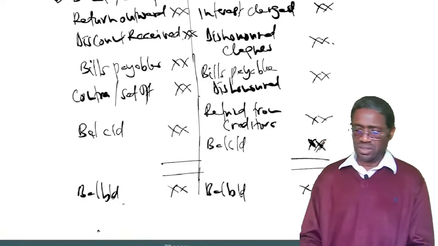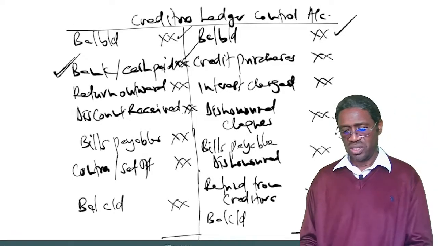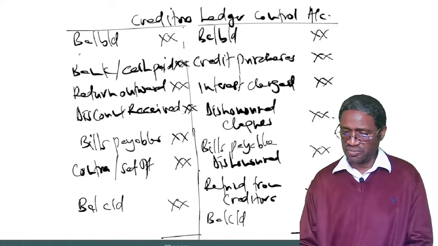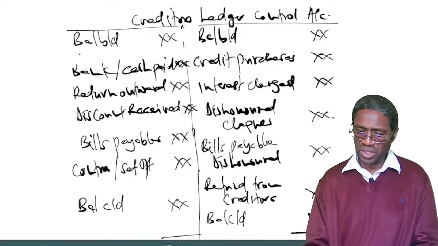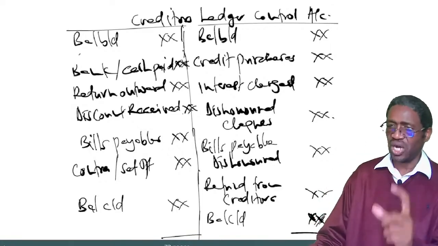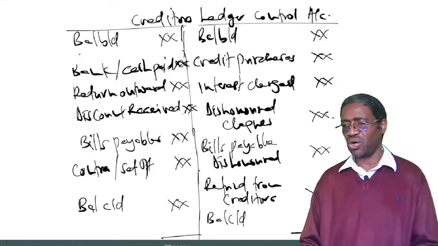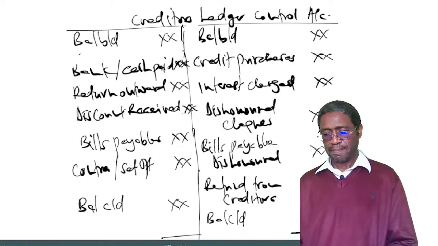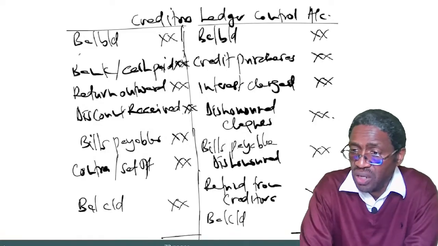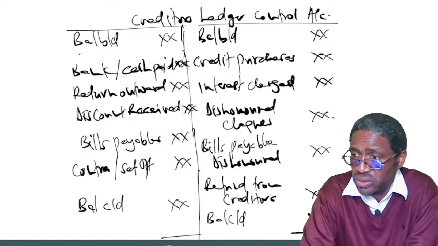Now, that is the format of a creditor's ledger control account. So let's put it down again. Have another paragraph. Say this: The following is the format of the creditor's ledger control account.